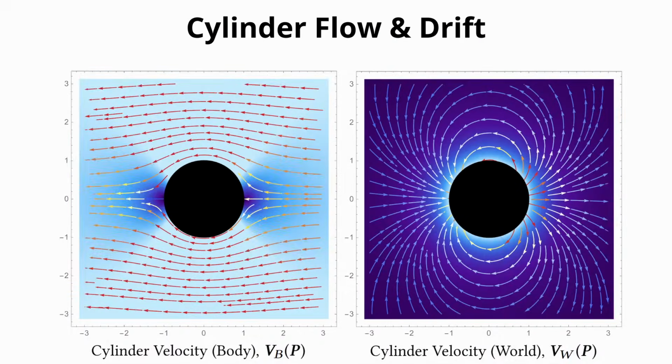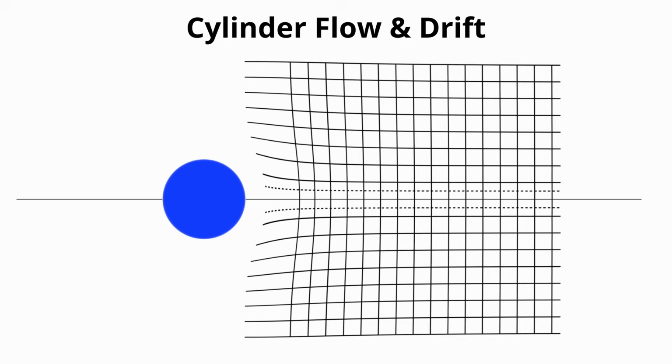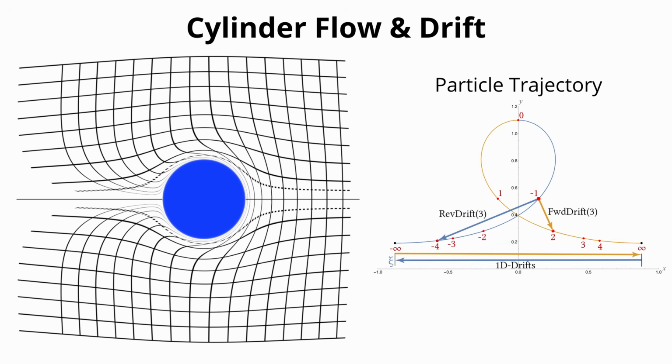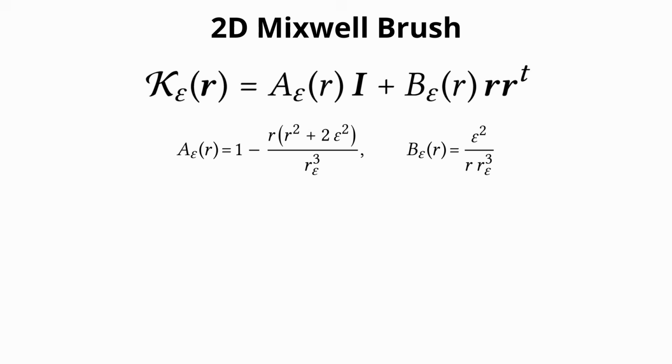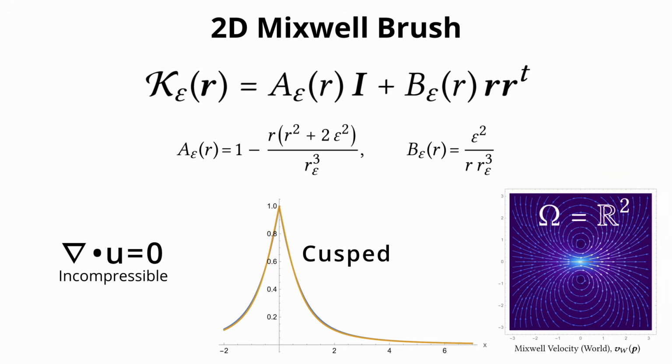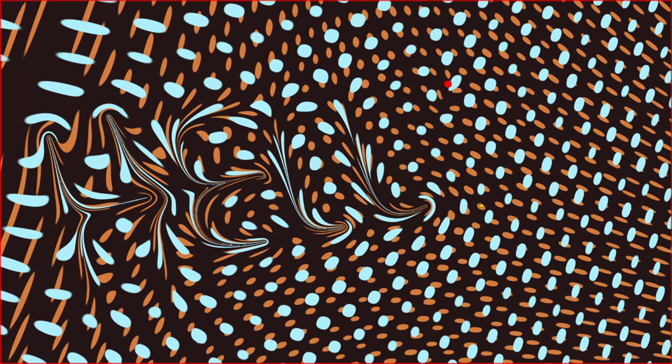Mixwell brushes are derived from classical solutions of a cylinder moving through an ideal incompressible fluid. As the cylinder passes, nearby material is dragged along and experiences a net drift. Our sharp 2D Mixwell flow brush preserves area, produces the characteristic cusp-like pull near the brush tip, and removes the cylinder mathematically. The Mixwell brush directly evaluates the reverse drift needed for texture advection.